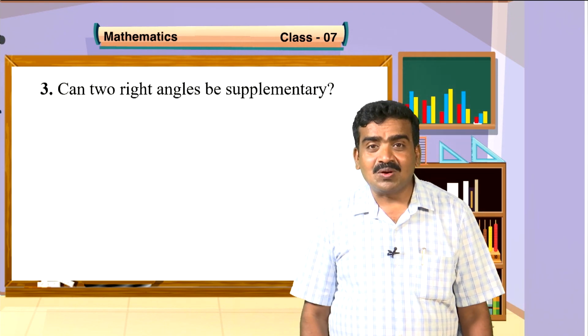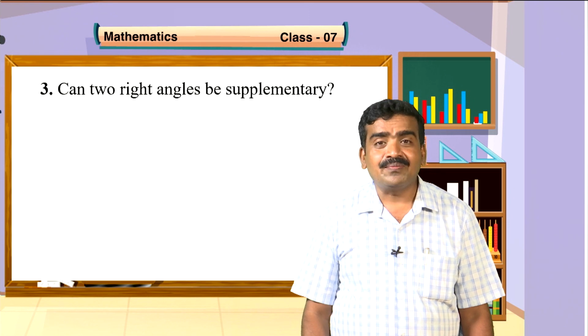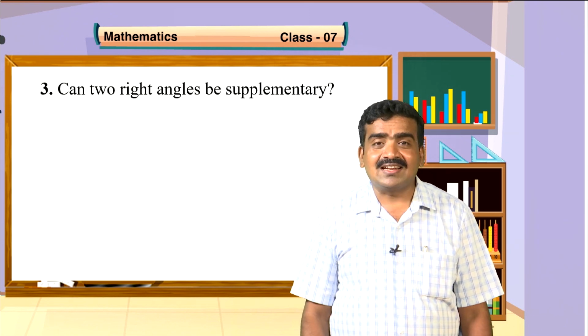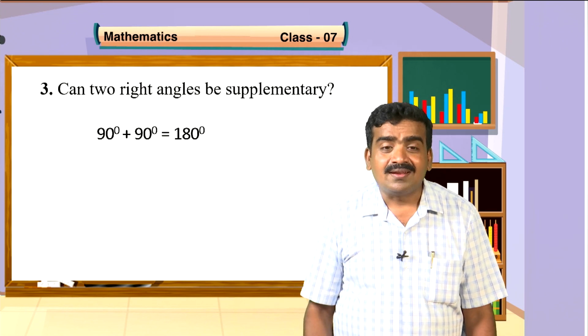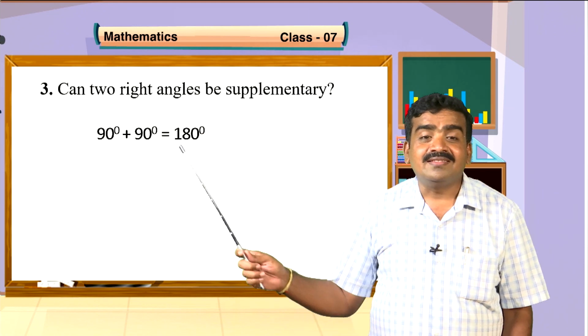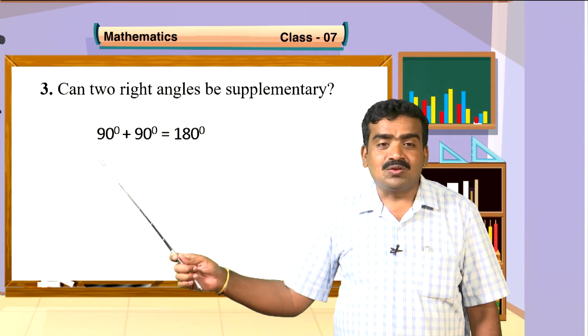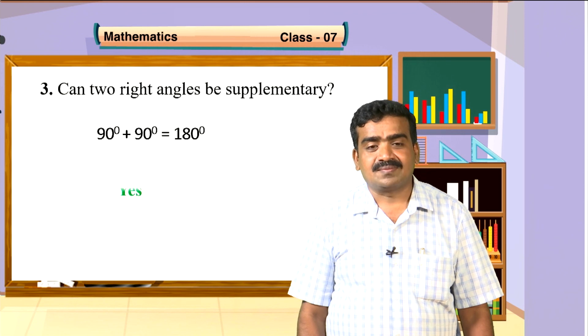Let us go to one more question. Can two right angles be supplementary? What is the measure of a right angle? You are exactly correct. It is 90 degrees. Then what is their sum? 90 plus 90 is equal to 180 degrees. Therefore, they can form supplementary angles. Therefore, two right angles are supplementary angles. Yes, our answer is yes.